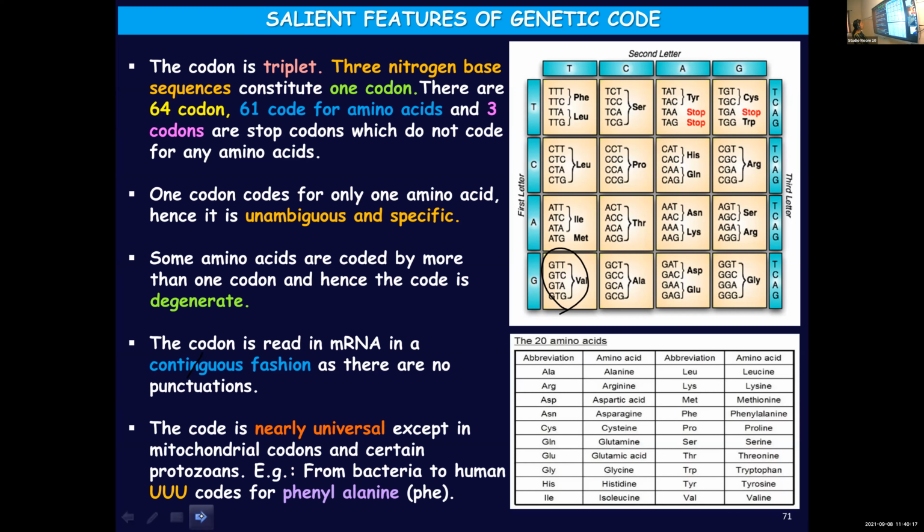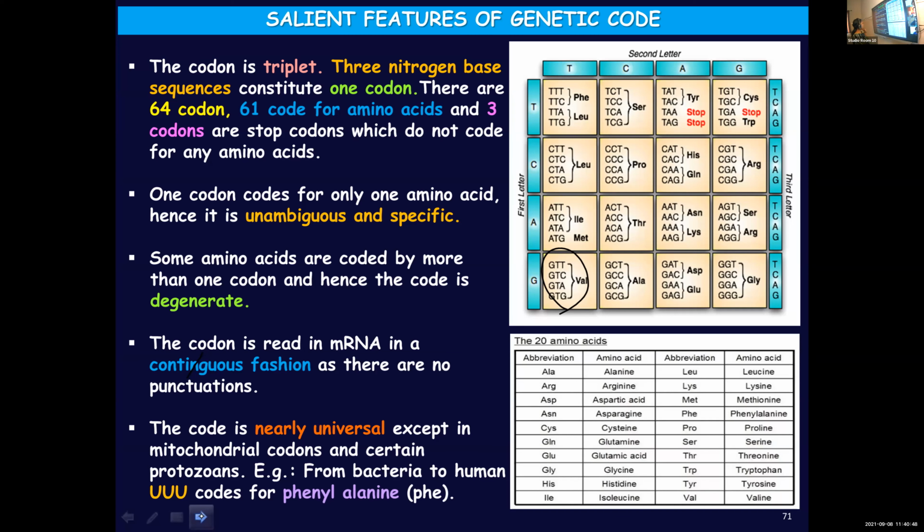Then the code is nearly universal. The code is universal except in mitochondrial codons and certain protozoans. Means in all the living organisms, the same codon codes for that particular amino acid, except in certain mitochondria and also in certain protozoans, where differences can be there. In all other organisms, the same codon codes for a particular amino acid.